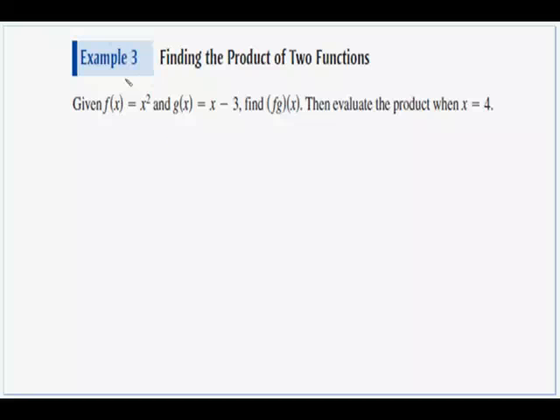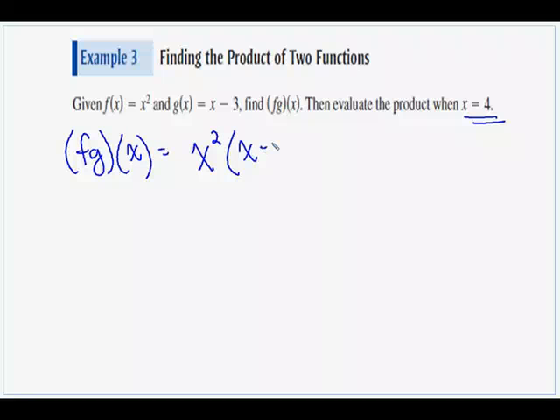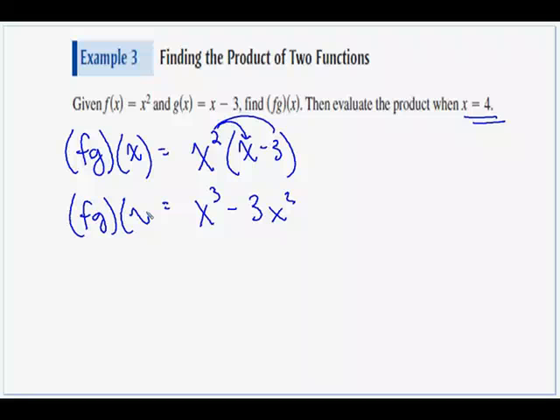Next up, multiplication. We've got different functions this time. f of x is x squared, g of x is x minus 3. We want to find f times g of x and then evaluate at 4. So f times g of x is going to be our f of x function times our g of x function. So we distribute the x squared. x squared times x is x to the third, minus x squared times 3 is minus 3x squared. There is our multiplied function, f times g of x.